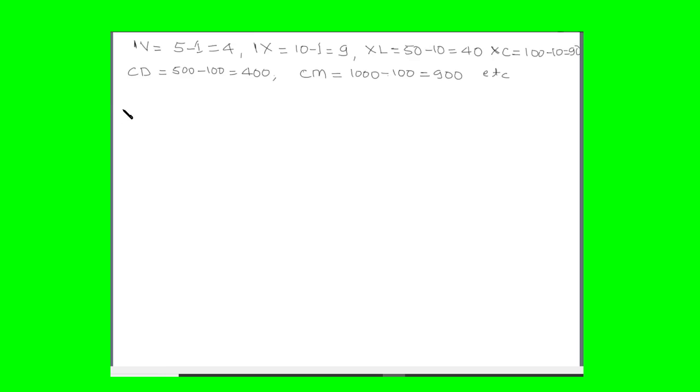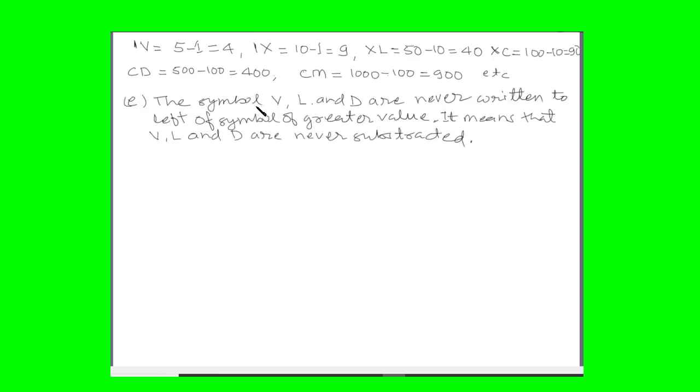Now we go to next rule, rule E. The symbols V, L and D are never written to the left of symbol of greater value. It means that V, L and D are never subtracted.